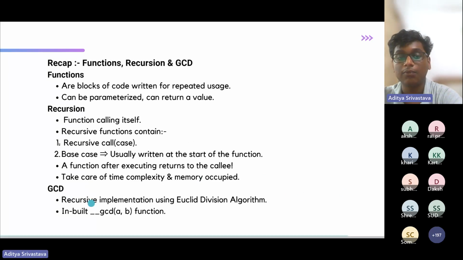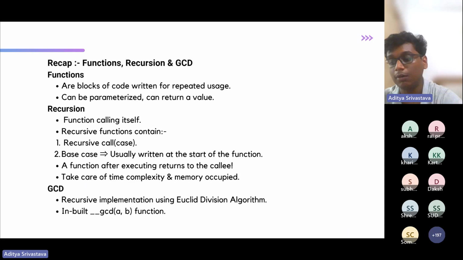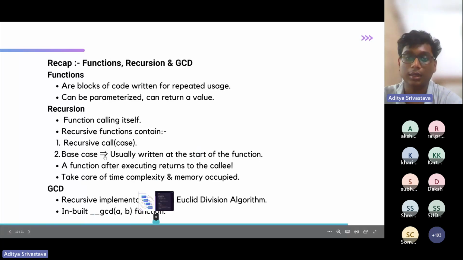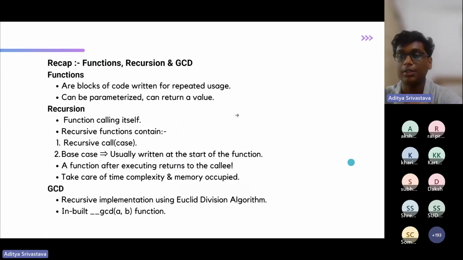And for GCD, we basically use the recursive implementation by Euclid's division algorithm. This is the best one to use. And for the inbuilt one, we use the __gcd(A, B) function if we just need the GCD between two numbers. Sometimes we might need to calculate some other things. That's why it's important to know how to implement GCD using Euclid's division algorithm, because sometimes they might ask things which require you to actually implement the GCD function. But most of the time, we'll be using __gcd as the function for calculating GCD.